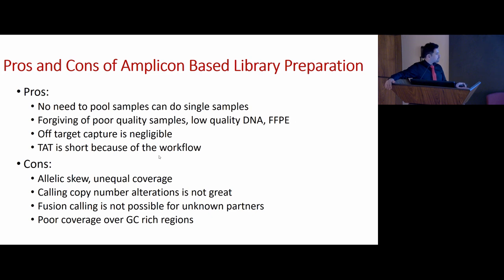As a direct disadvantage, copy number is not great. Imagine one region is 1000x coverage, one is 300x coverage. By default, that 300x one looks like a deletion. But it is not the case. It is because of amplicon inefficiency.